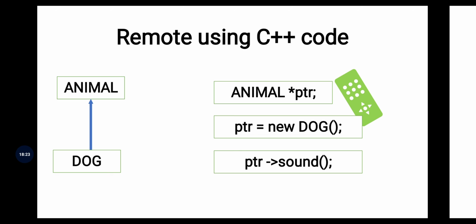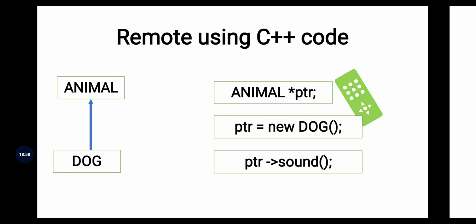And then I'm invoking the function ptr->sound(). In this case, if you've seen the previous example in the last class that we discussed, always the function associated with the base class pointer will get invoked. So in this example, the sound of the animal class will get invoked. But our objective is to invoke the sound of the dog class. So using this example, if I can invoke the sound of the dog class, I have achieved polymorphism.